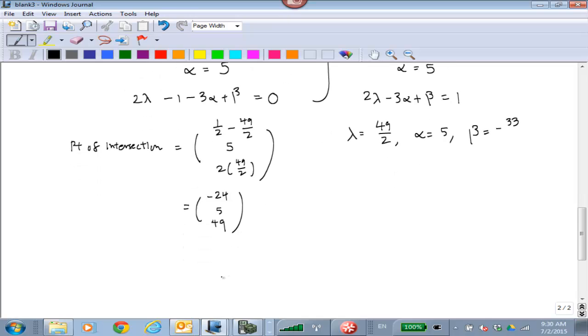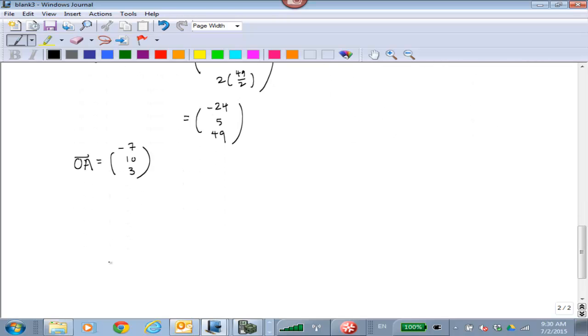Okay, now read. I'm given OA because I'm given the coordinates as minus 7, 10, 3. This is a position vector. Then the question asks me to find the length of projection of AB onto pi 1. Agree? AB onto pi 1. So how does the picture look like?